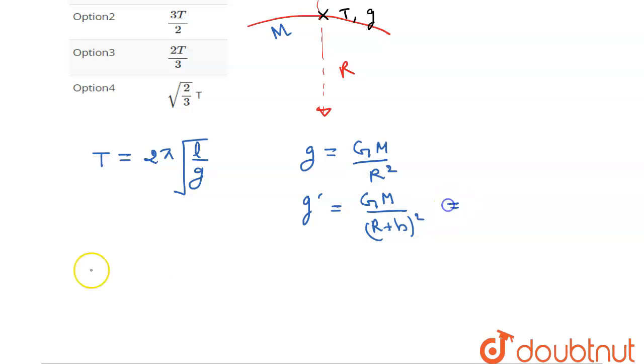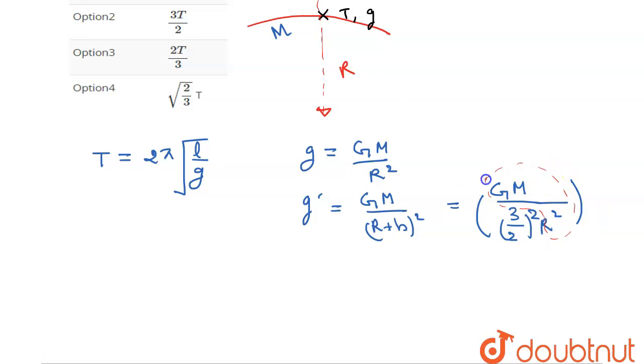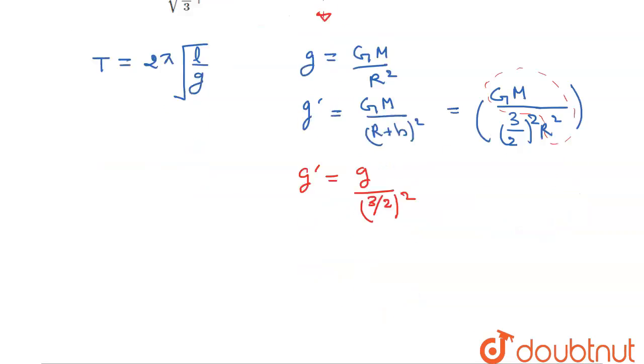That is basically GM over (3 by 2) square times R square. Now if we compare, we see that this is equal to g. That means g dash is equal to g over (3 by 2) square.